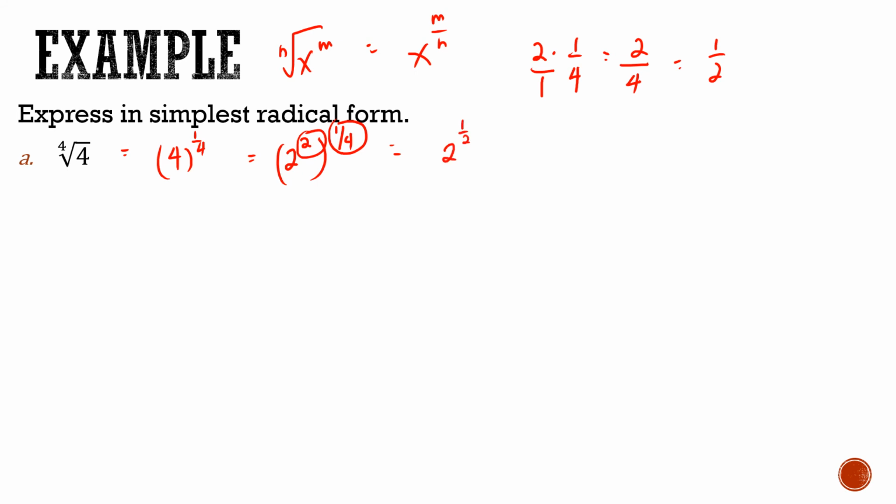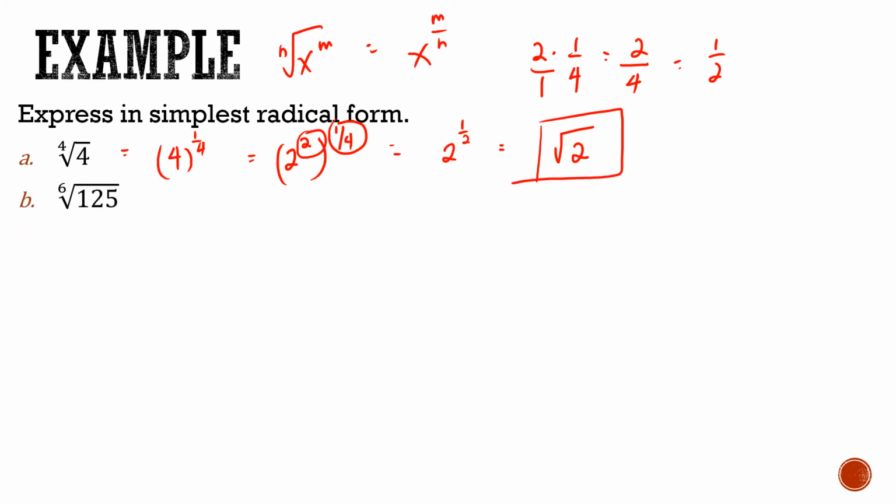After simplifying, we can now transform the given rational exponent back into a radical. So we can write this as the square root of 2. Again, the index will be 2 since the denominator of the given fraction is 2. And since the numerator is 1, we don't need to write the exponent 1. So the simplest radical form of the fourth root of 4 is square root of 2.